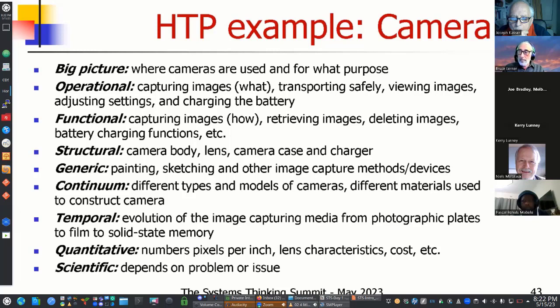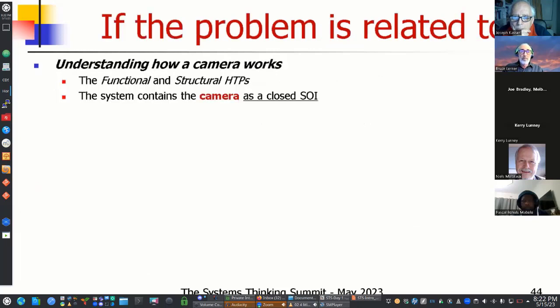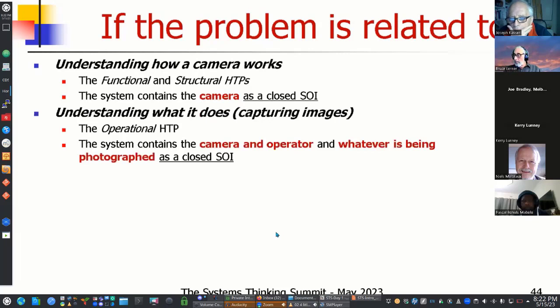And the scientific, the output of what we're viewing, depends on the problem or the issue. Well, let me give you an example. If the problem is related to understanding how a camera works, then we use the functional and structural perspectives, and our system contains the camera as a closed system of interest. When we're trying to understand what it does, for example, capturing images, this is the operational perspective, and our system contains the camera, the operator, and whatever is being photographed, if it was a film camera, as a closed system of interest.